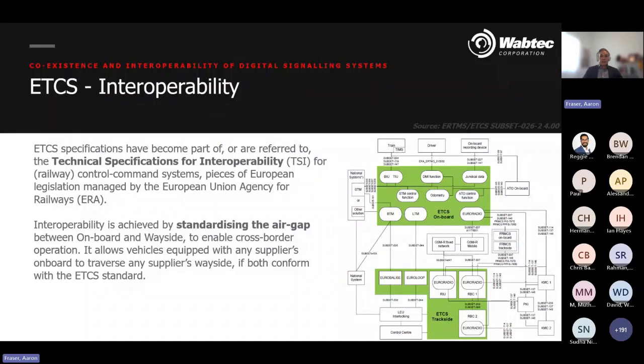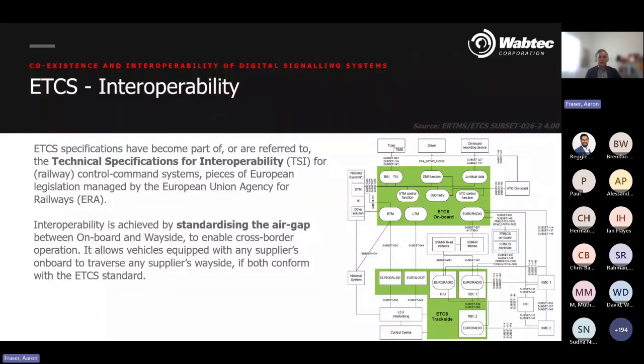So how does ETCS achieve interoperability? Well, there's a set of standards called the Technical Specifications for Interoperability, which are published under what are called the Control, Command and Signaling, CCS, TSI, or Technical Specification for Interoperability. Essentially, the TSI standardizes the air gap between onboard and wayside to enable interoperability and cross-border operation. It enables interoperability by defining standardized functional, technical, and operational requirements that all ETCS Level 2 systems must meet.